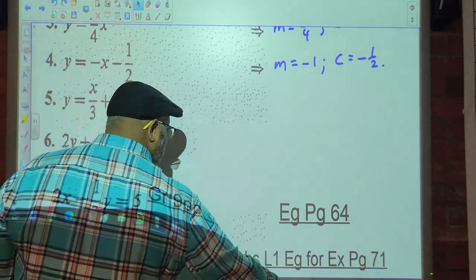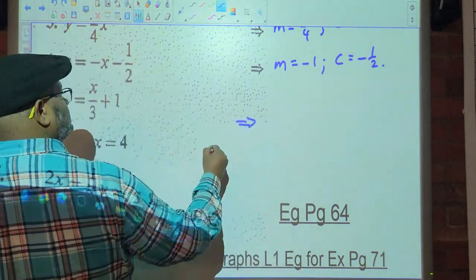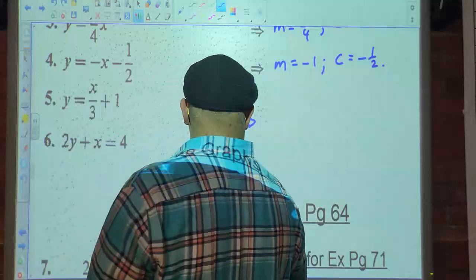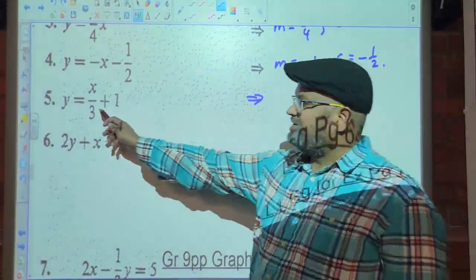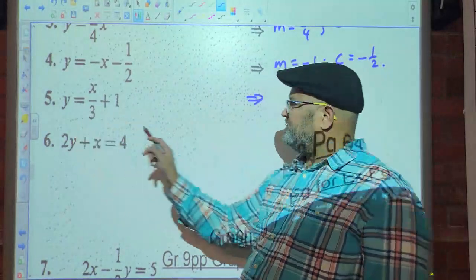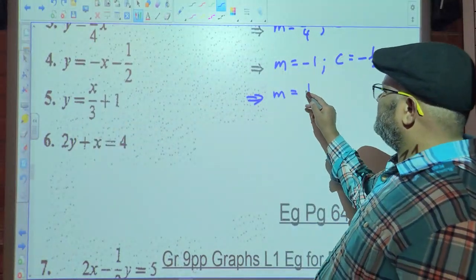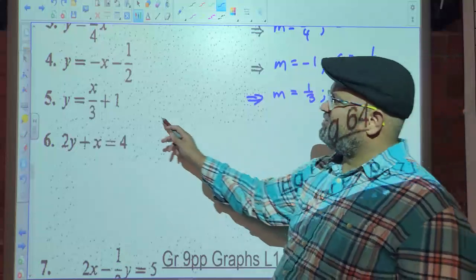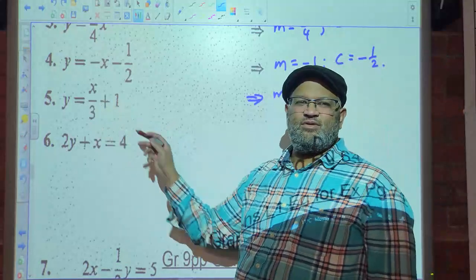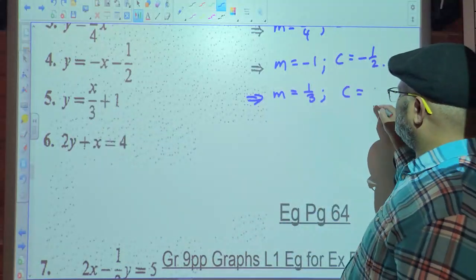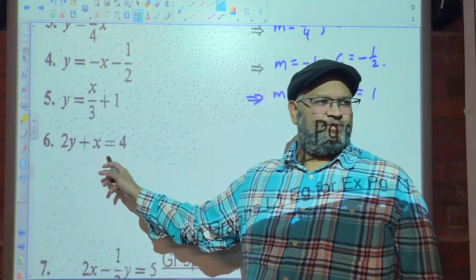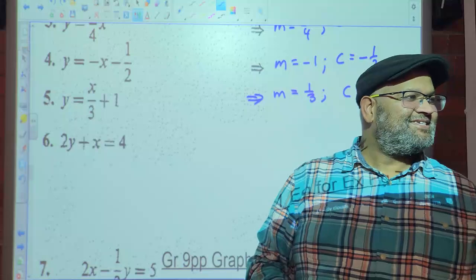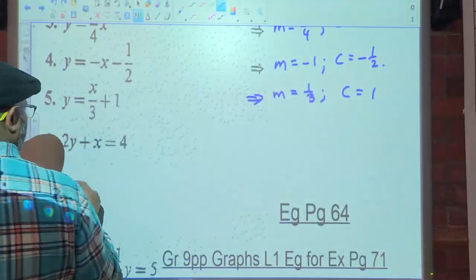Okay, number 6. No, number 5. So gradient here, 1 over 3, and the y-intercept of 1. What's your gradient here? Can we draw the gradient at this point? No, it must be in standard form. So how do we get this in standard form?